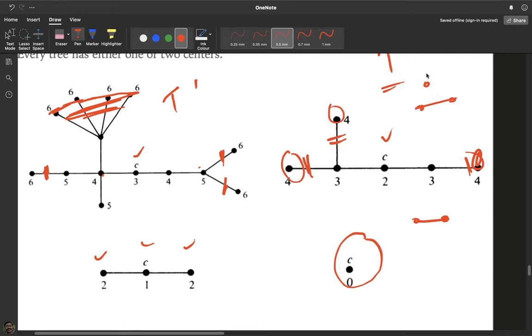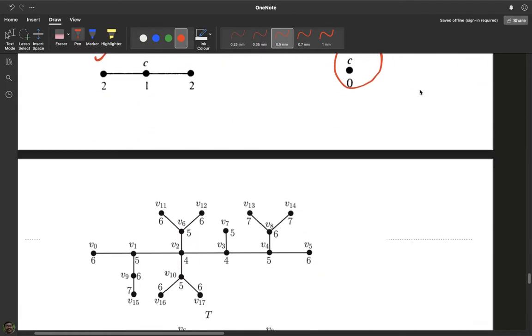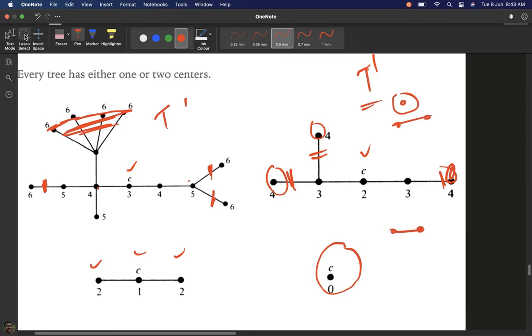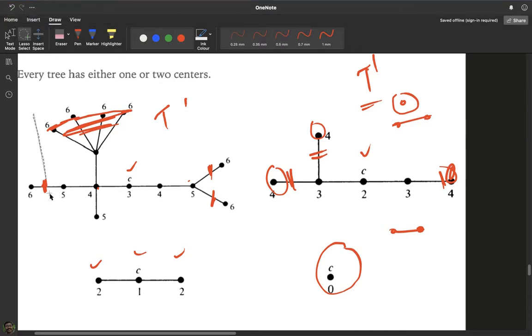So when you get a point, that point will be your single center, and if you get an edge, those two end vertices will be your two centers. For example, in this example which we dealt with, you are getting only a single center here.